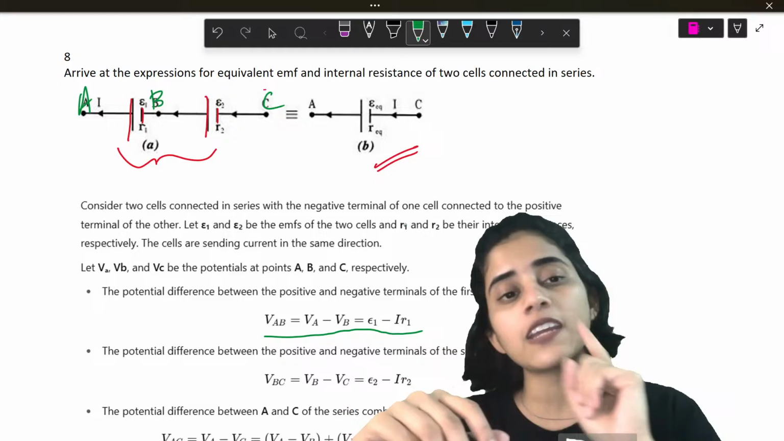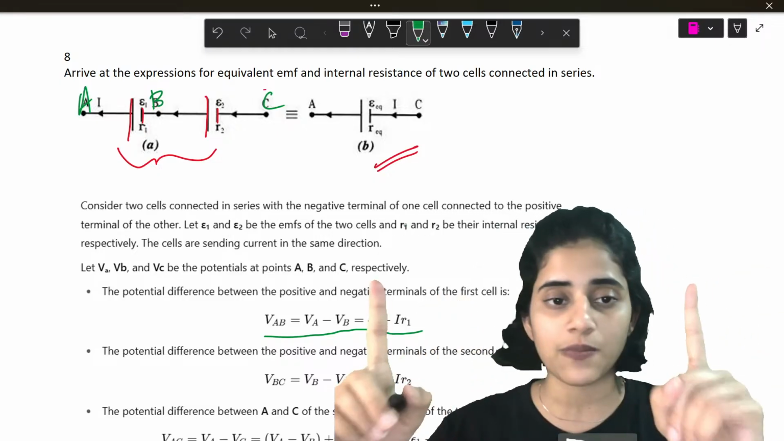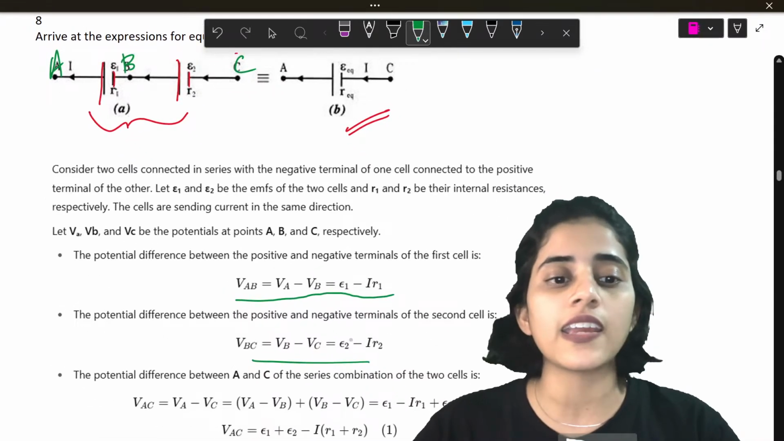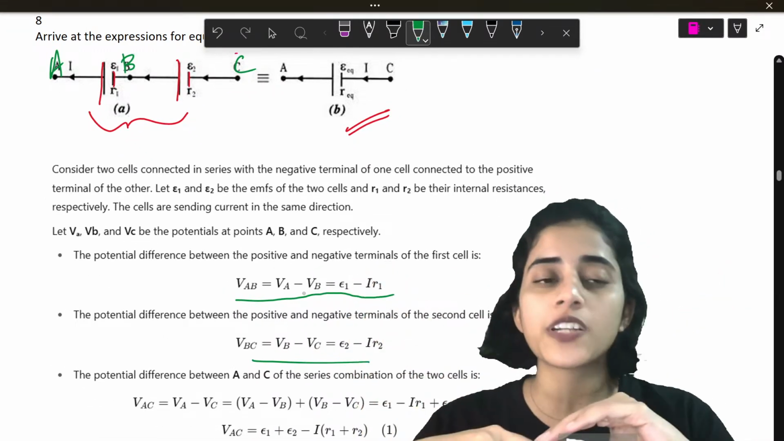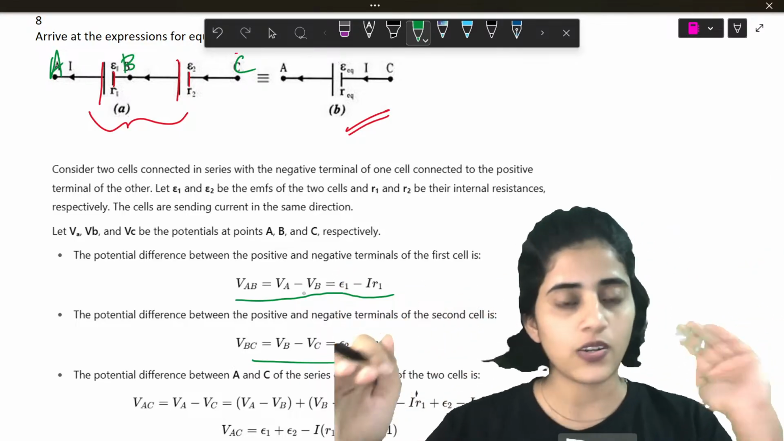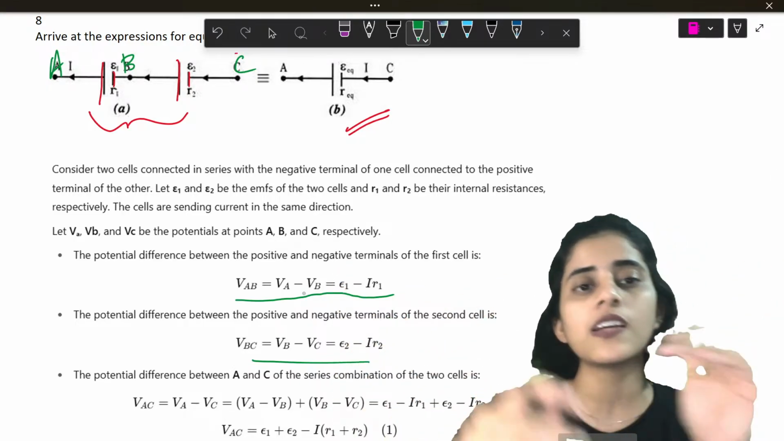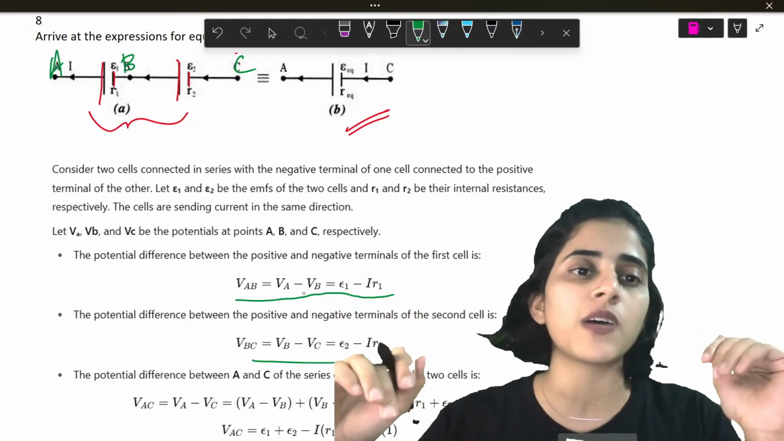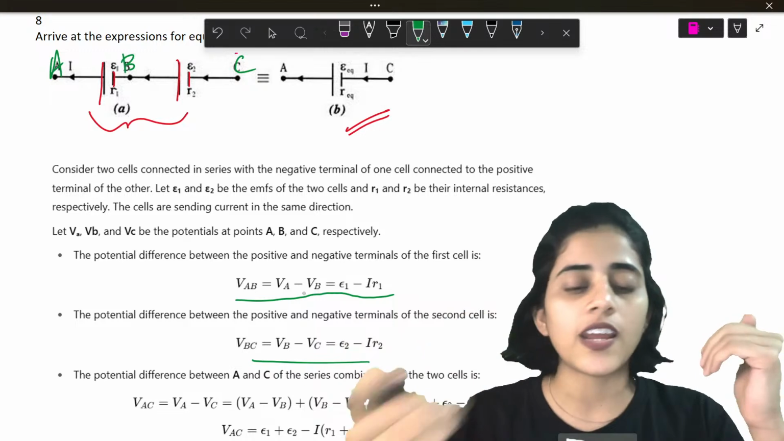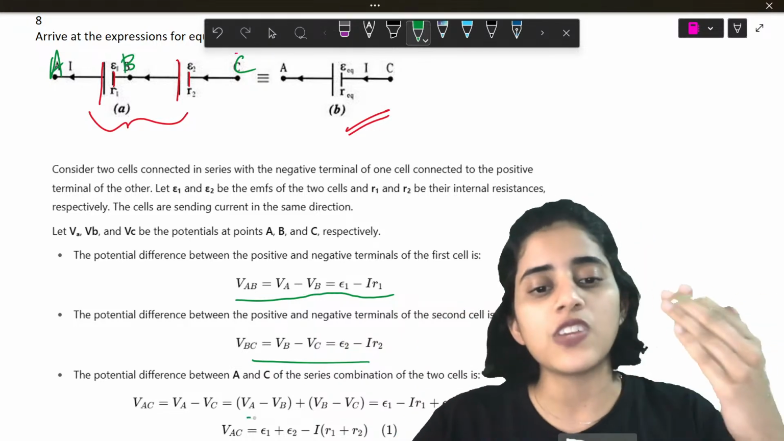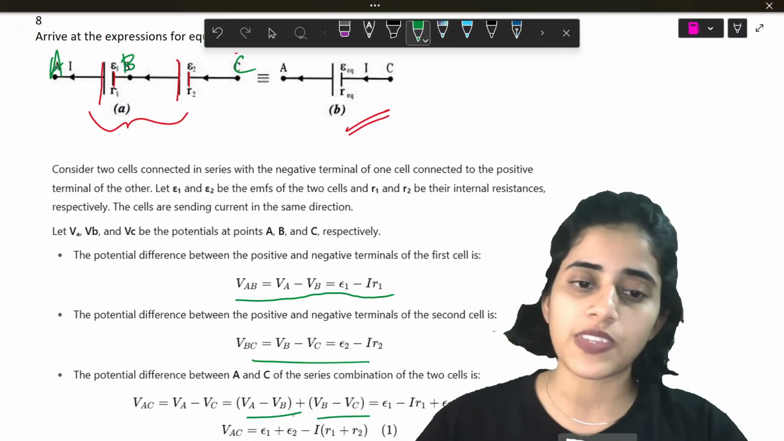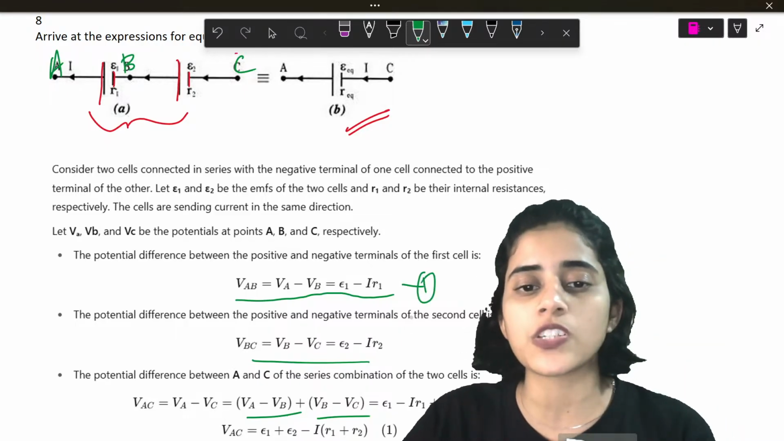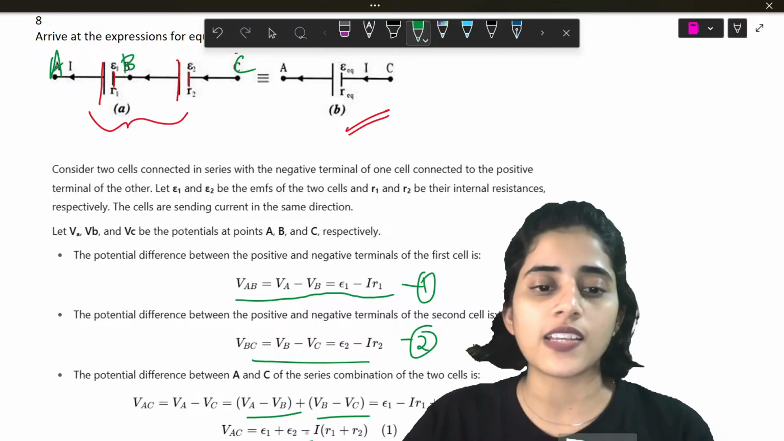Now the potential for the second battery will be between points B and C. So VB minus VC, that is also E minus IR2. Now the total potential will be A to C. Potential across the first battery is A to B. Second battery is B to C. Total potential is A to C. So VAC will be how much? VA minus VC. Now what is VA minus VC? VA minus VB plus VB minus VC. I just add and subtract VB. Now I substitute the formulas from equation 1 and equation 2 and then I add them.